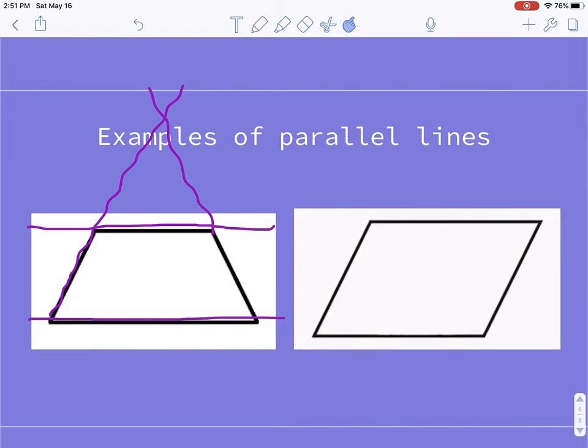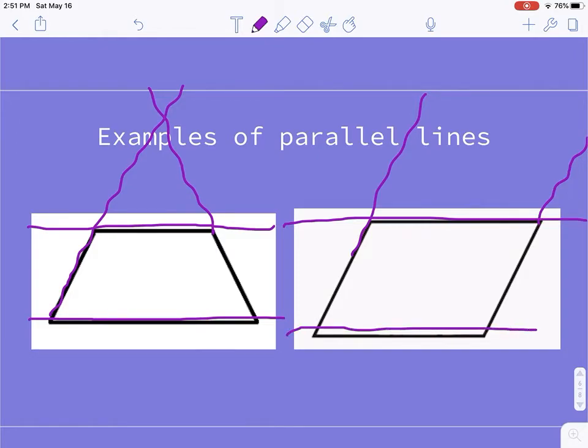Now this one over here, it has two sets of parallel lines, right? These ones are never going to touch. And then these ones across from each other are never going to touch as well. Okay, they could just keep on going. So this one has two sets of parallel lines, while that trapezoid only has one set.